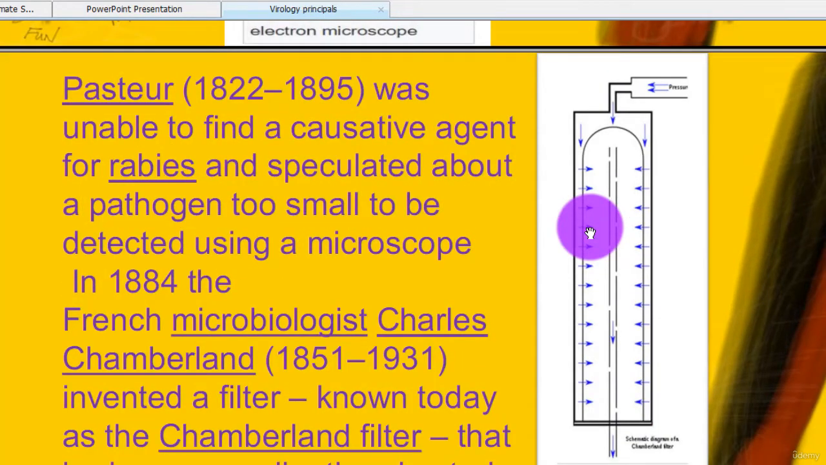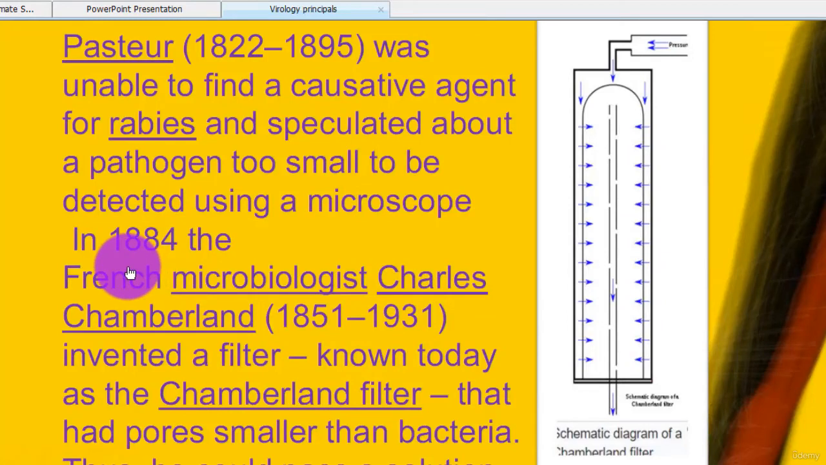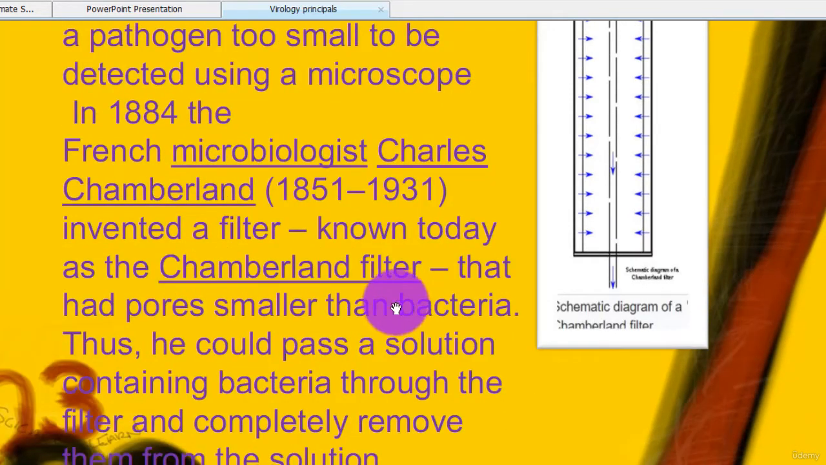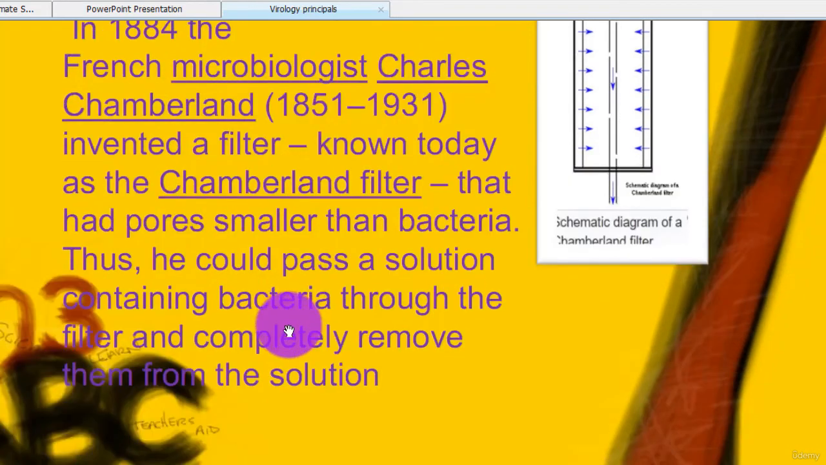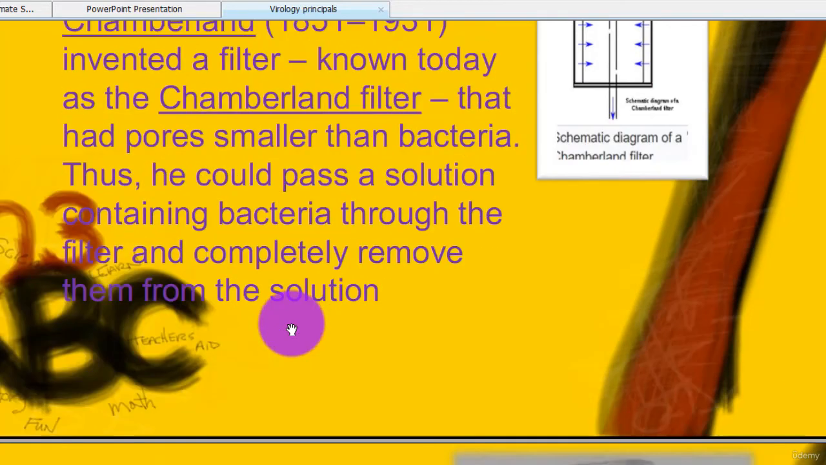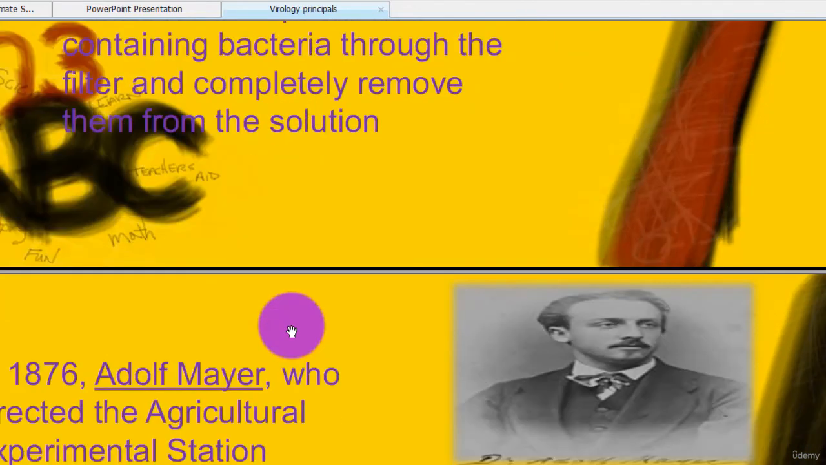Pasteur was unable to find a causative agent for rabies and speculated about a pathogen too small to be detected using a microscope. In 1884, French microbiologist Charles Chamberland invented a filter known today as the Chamberland filter that had pores smaller than bacteria. He could pass a solution containing bacteria through the filter and completely remove them from the solution.